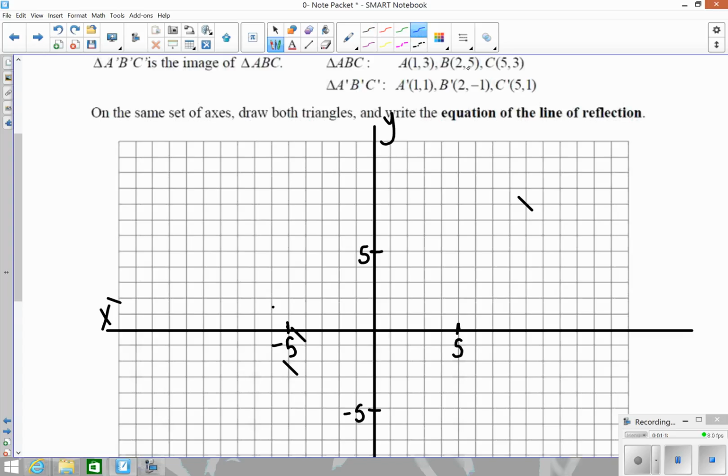So then plotting my picture, I have A is (1, 3), so 1, 1, 2, 3. Make sure we're labeling our points. (2, 5) is B, and then (5, 3) is going to be C.